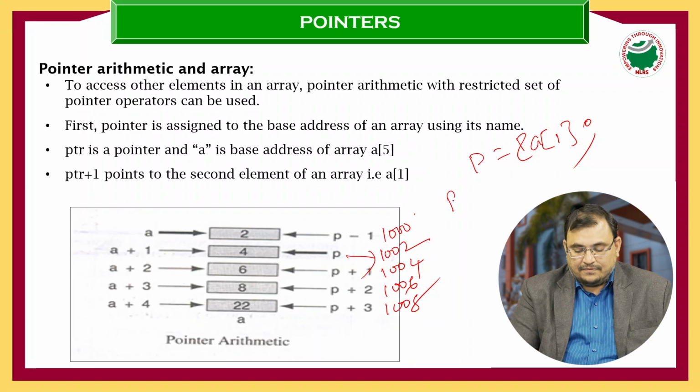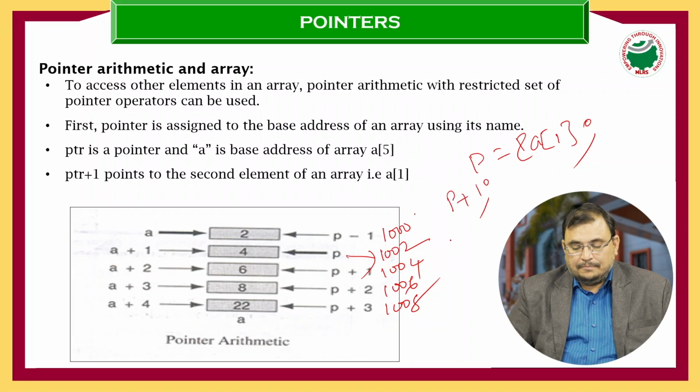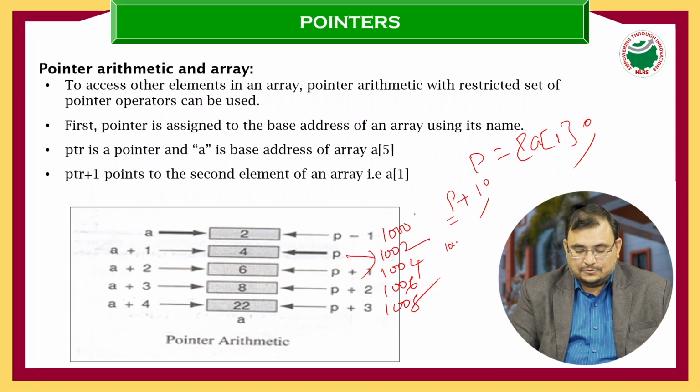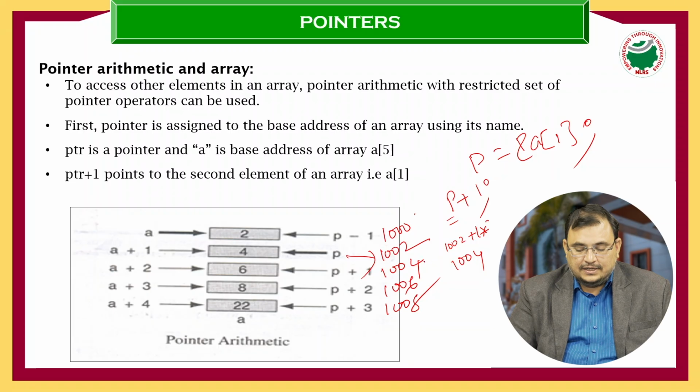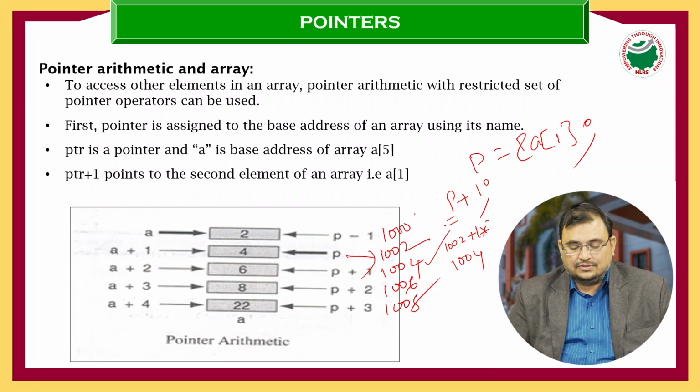So what happens if I perform p plus 1? What is the p value? 1002. 1002 plus 1, and it increments with the scale factor. What is the scale factor for an integer on a 16-bit machine? It is 2. So 1002 plus 2 means 1004. If you did p plus 1, it points to 1004.